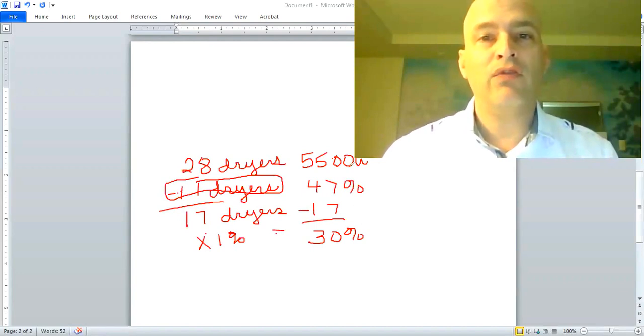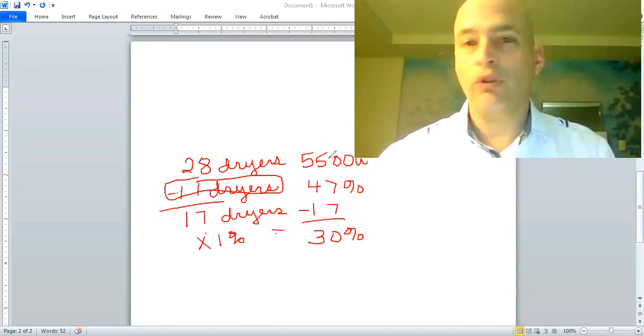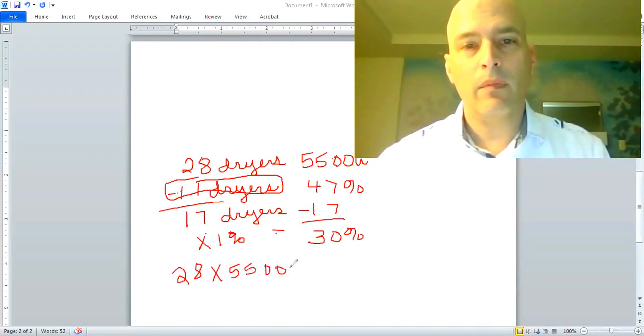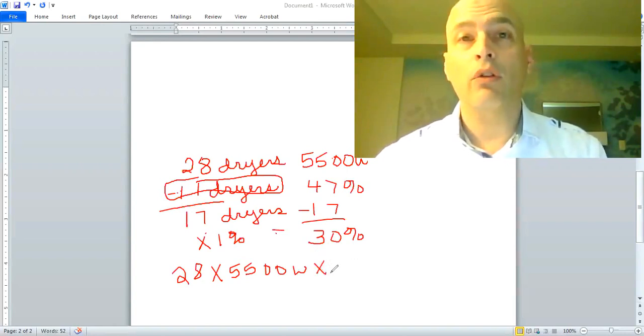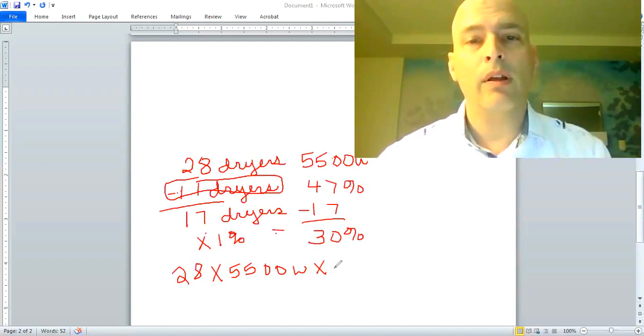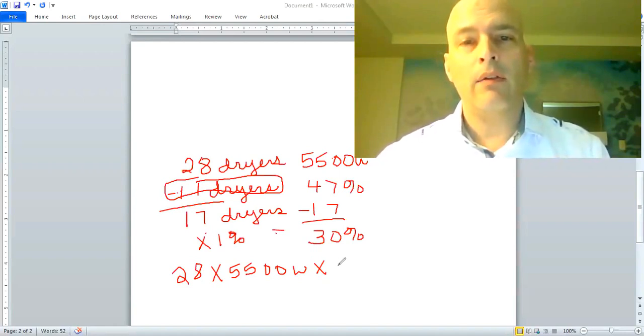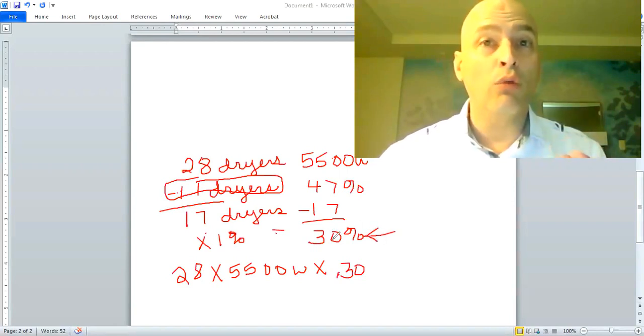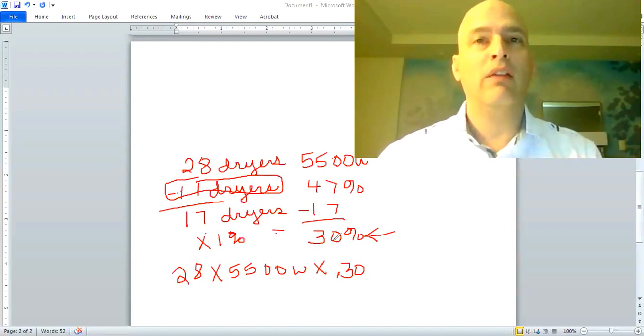So then I would go back to this 5,500 watts here. I would multiply 28 dryers, because that's how many I've got, times 5,500 watts. And then I would multiply that entire connected load or nameplate rating or equipment manufacturer rating at a demand factor of 30%, times 0.30. And that 0.30 again comes from this math that we had to do up here, where we had to calculate our own total demand factor from the table.